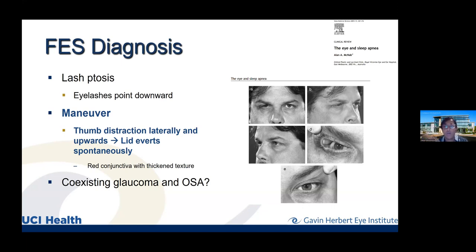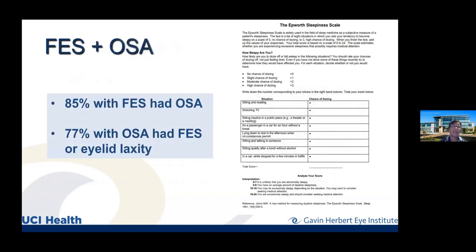In a normal individual, that's almost impossible to do unless you're like that little kid in the playground trying to do it to scare the other kids. So it's very easy to flip your lid, and then the inner lining gets quite red and thickened. And so when I see this in the clinic, I almost immediately get worried about, is there coexisting glaucoma or sleep apnea? And then the data have actually borne out a pretty notable correlation between these two.